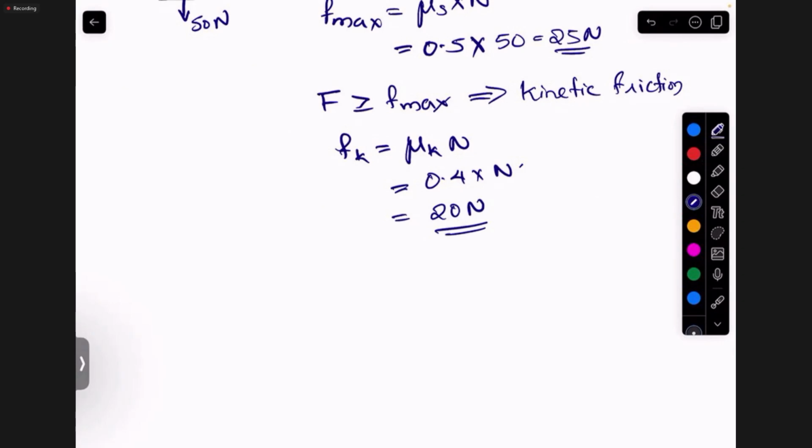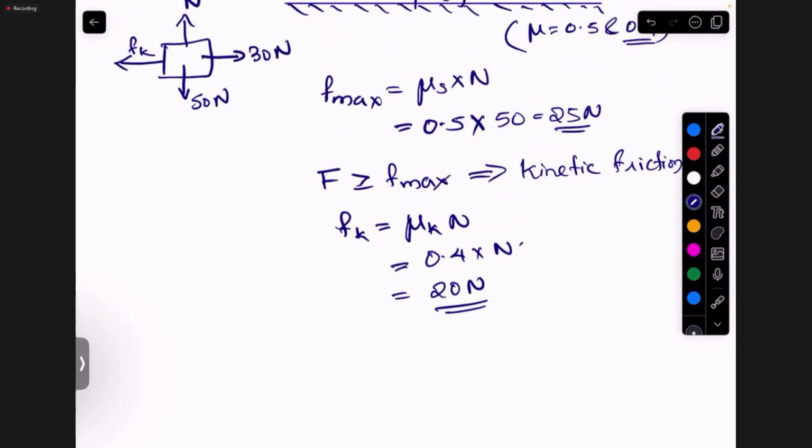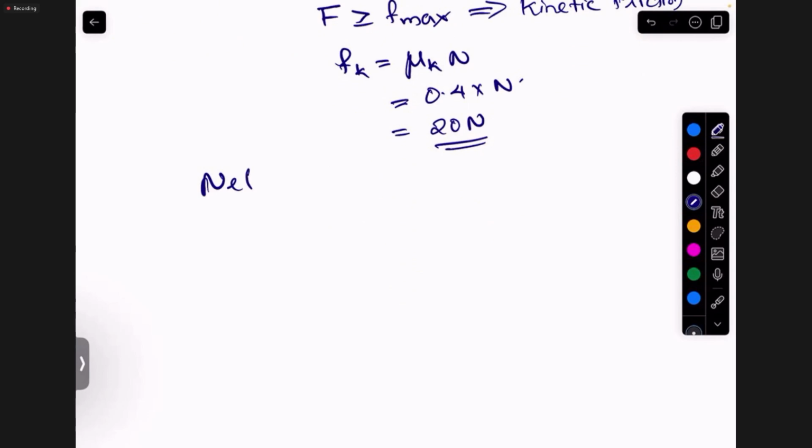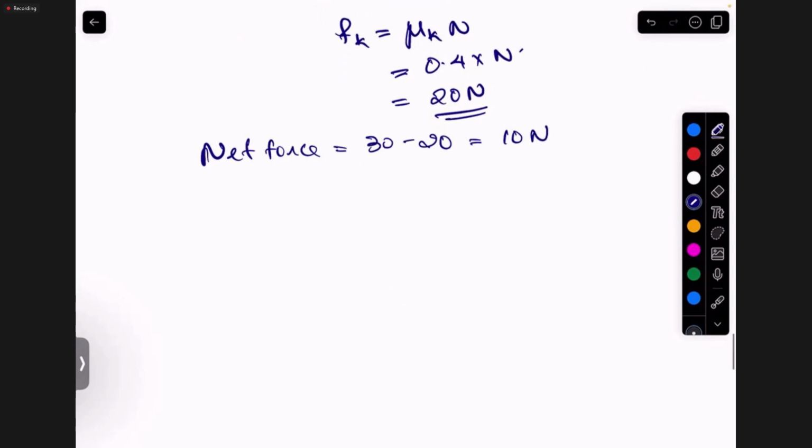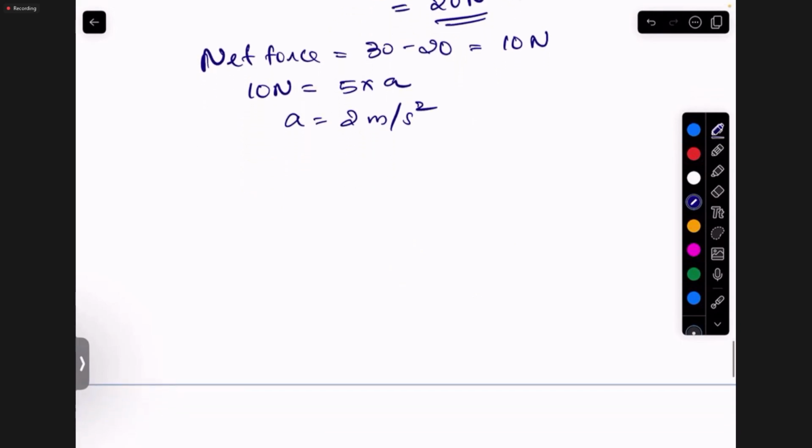Okay. Now 20 Newton is opposing 30 Newton. So net force is 30 minus 20 equal to 10 Newton. And 10 Newton equal to mass times acceleration, that is 5 times A, so A equal to 2 meter per second square. That is how you calculate the acceleration and frictional force when you are given mu k and mu s values.